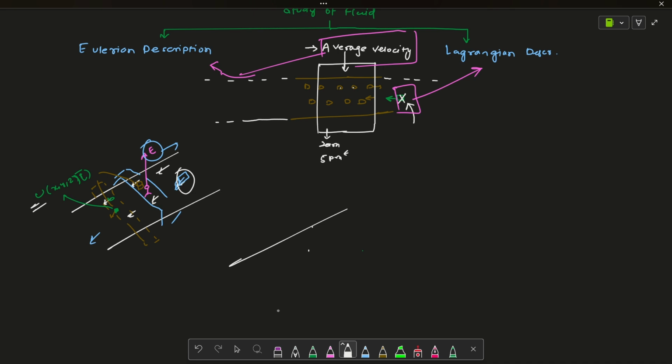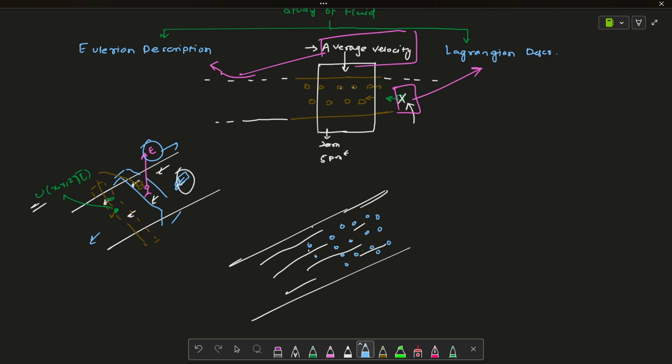Okay, so let's suppose we take an example. Suppose some flow is flowing here. What you have to do is put something like olive oil or a similar thing into it. Each droplet or each particle of the olive oil will depict the droplets or particles of the water.